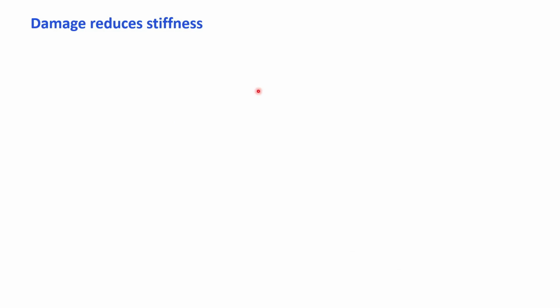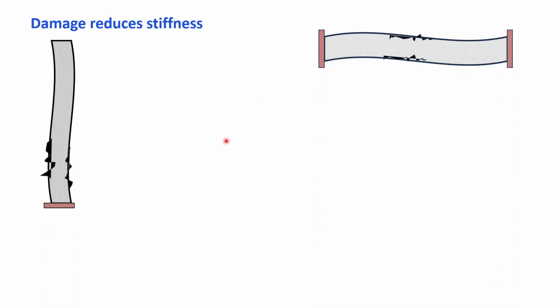Now damage reduces stiffness, we have already understood. Let us see further. We have taken a column here and a beam here. So during earthquake, due to the to and fro motion and the inertia effect, some damage has taken place in some part of the column, some damage has taken place in some part of the beam. So as a result, what happens, the sectional size of the column is now lesser. Similarly, sectional size of the beam is now lesser. So that is what we are showing here.